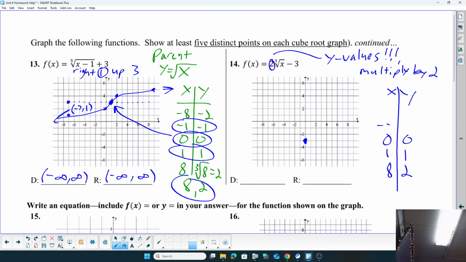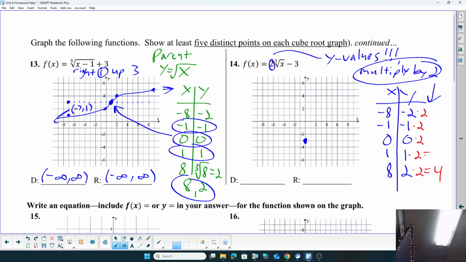But this time we're going to go ahead and multiply by 2 to the y values. So that means that we're going to go ahead and times this by 2, by 2, by 2, by 2, by 2. So this becomes a 4, this becomes a 2, we get 0, we get negative 2, and we get negative 4 for our y values.